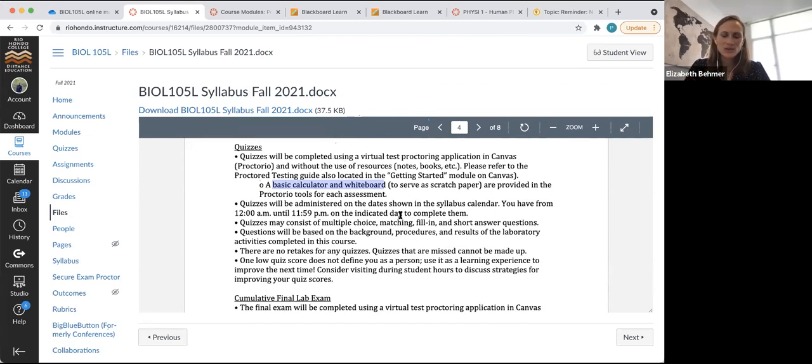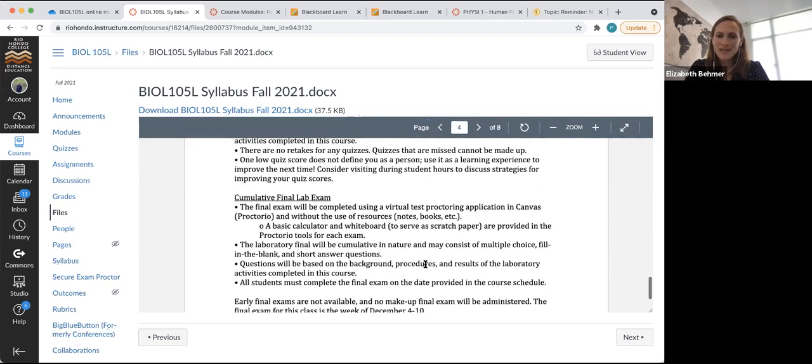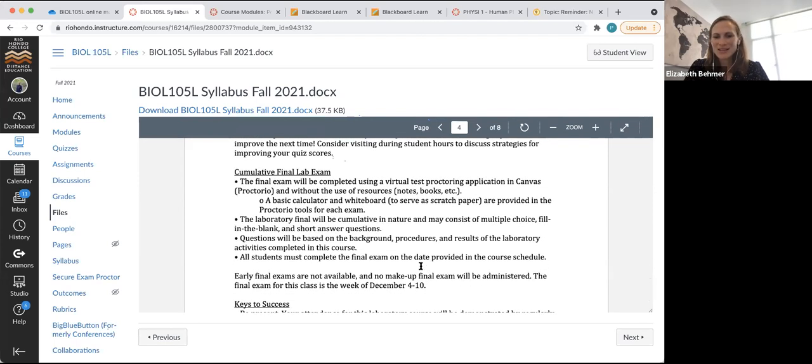And again, quizzes are always due at midnight on Sunday. I usually open them up on the weekend. So the following week, when the first lab quiz is due, I'll usually open it up on Friday. And then the cumulative lab exam will be on all questions from the labs up until that point. All of your quizzes and the lab exam will be multiple choice. There might be a few fill in the blank questions though.